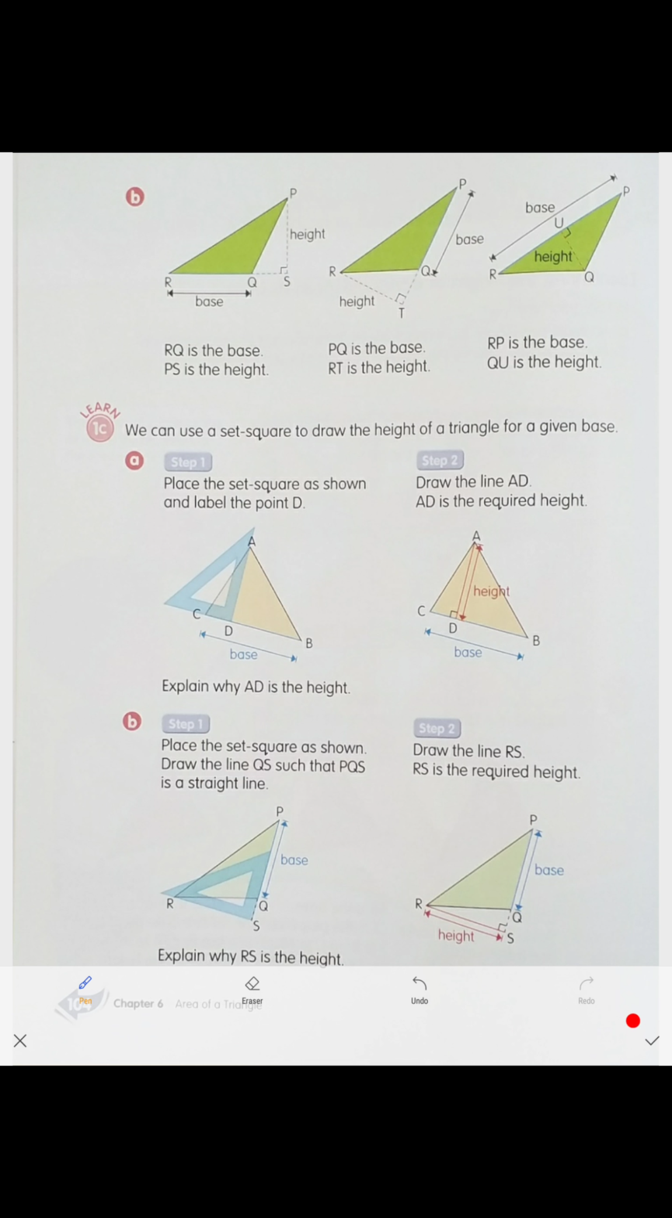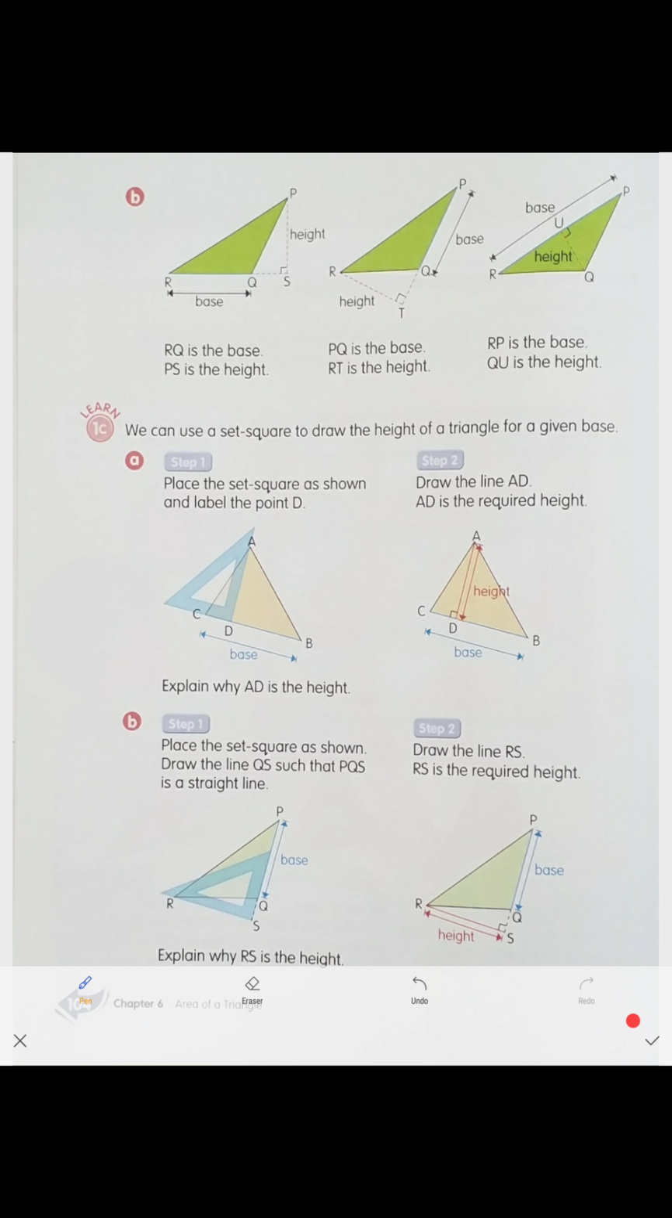Next step, we can use a set square to draw the height of a triangle for a given base. If you have a special ruler like this, the blue thing, and you work with triangles, this triangle ruler has a right angle, and you can draw perpendicular lines anywhere you want. They call it a set square.